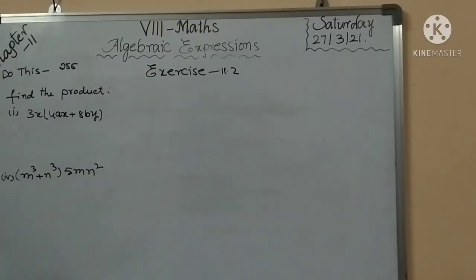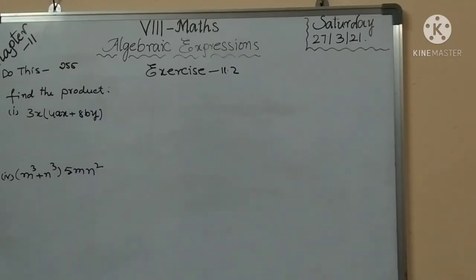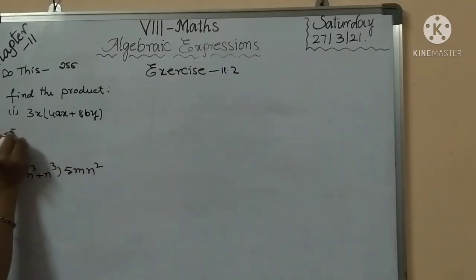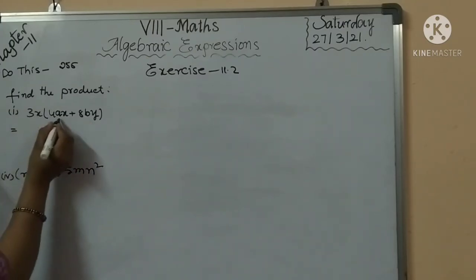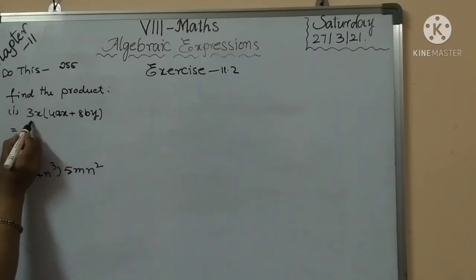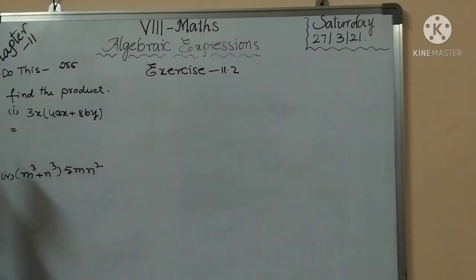And next, do page number 255. Do this first one. Find the product. The first one is 3x into 4ax plus 8by. Product means multiplication. So here the monomial and it is a binomial, two terms are there. So here is the product of the monomial and the binomial.